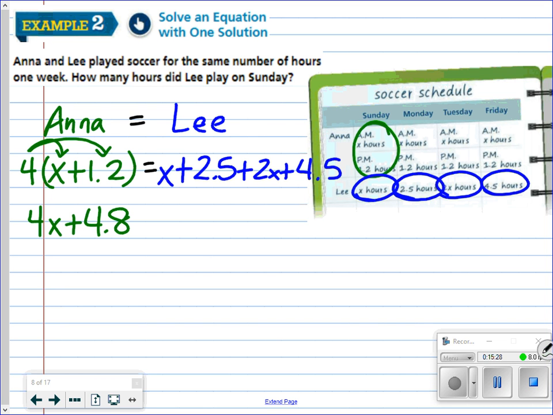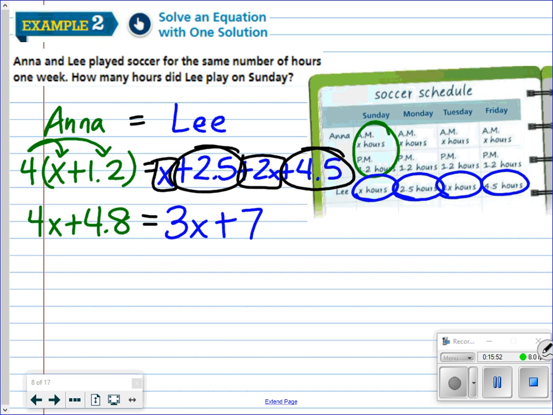All right, somebody else that hasn't answered yet. What is Lee's side simplified to? Three x plus 7. Very good. Because x and 2x are like terms, 2.5 and 4.5 are like terms. So we combine those, we add those together. Very good. All right, so first of all, I see that these are not the same on both sides, right? So I'm going to continue to go.